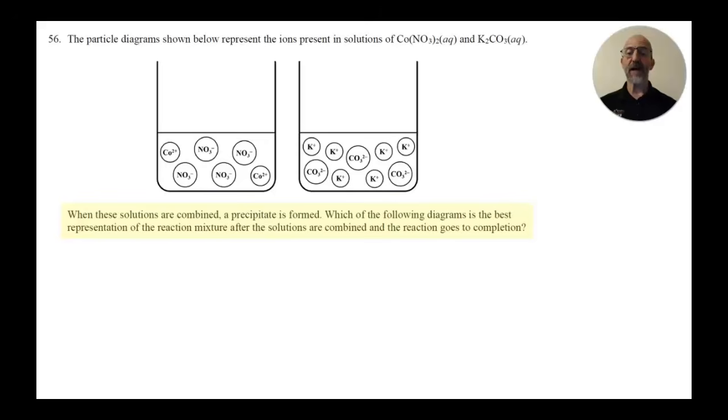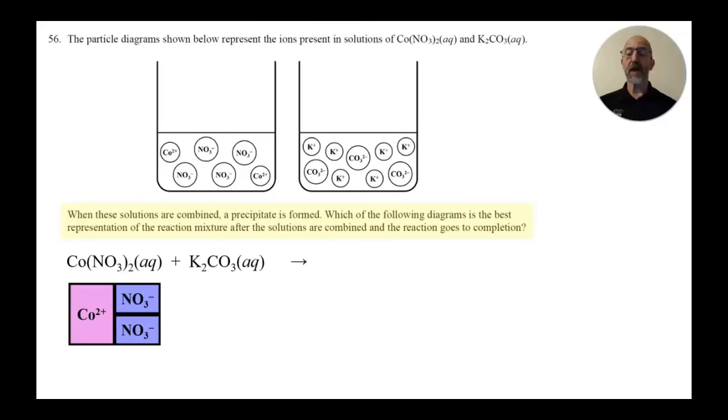Which of the following diagrams is the best representation of the reaction mixture after the solutions are combined and the reaction goes to completion? So the first thing I will do is try to write a balanced chemical equation for this precipitation reaction. We have cobalt nitrate reacting with potassium carbonate. The charge on the cobalt ion is +2. The charge on the nitrate ion is -1. The charge on the potassium ion is +1. And the charge on the carbonate ion is -2.